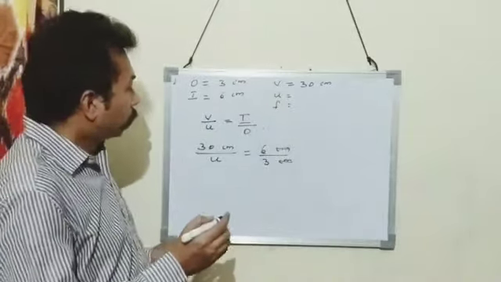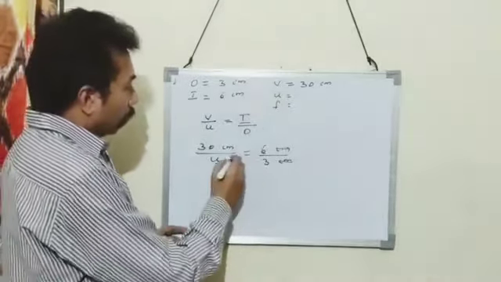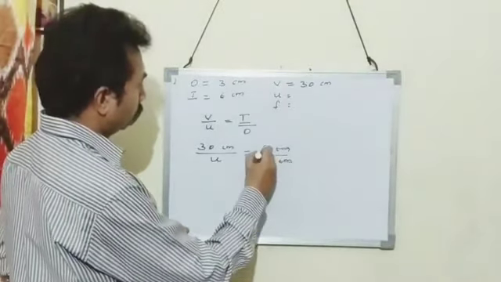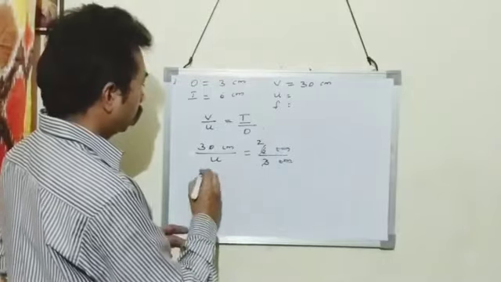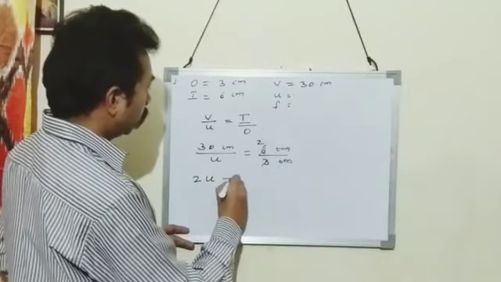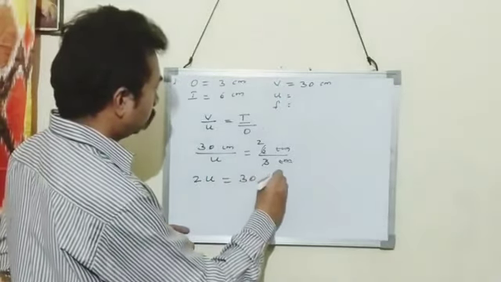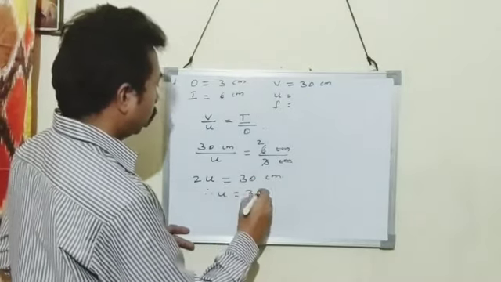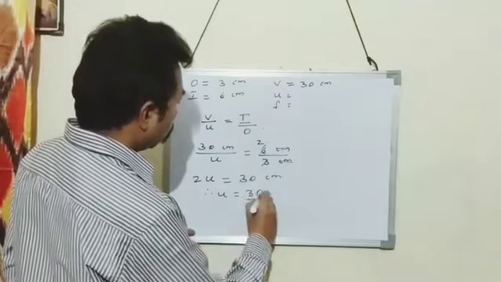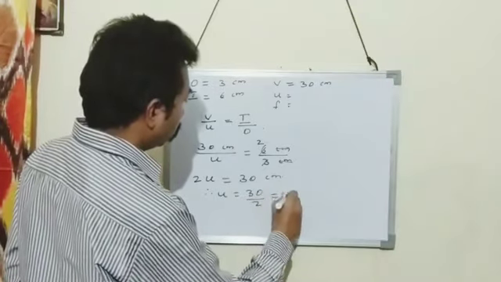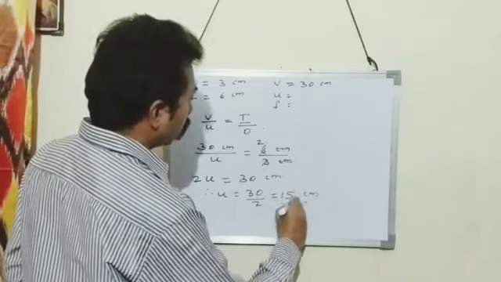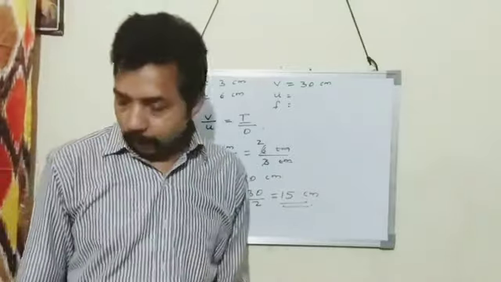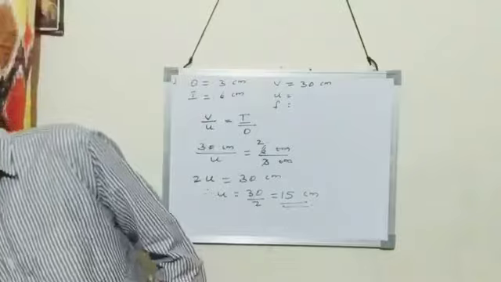Now we solve it. U is equal to 30 divided by 2, which is equal to 15 centimeter. This is the object distance. Now we will do the second part, finding the focal length.